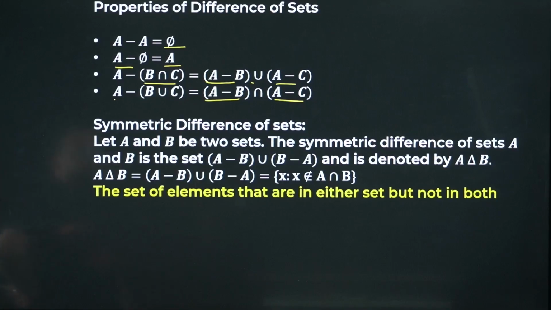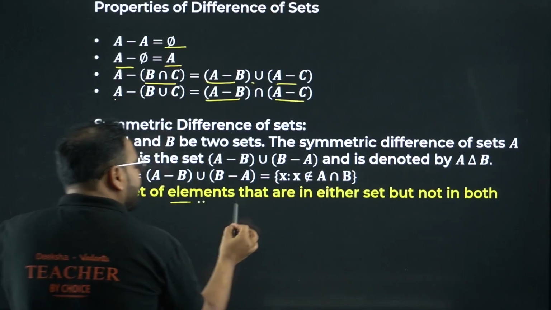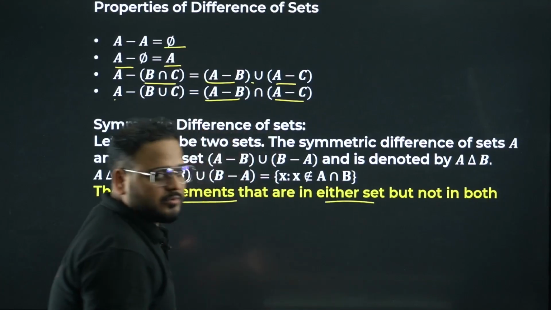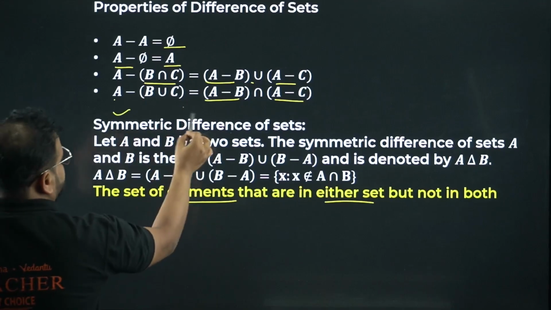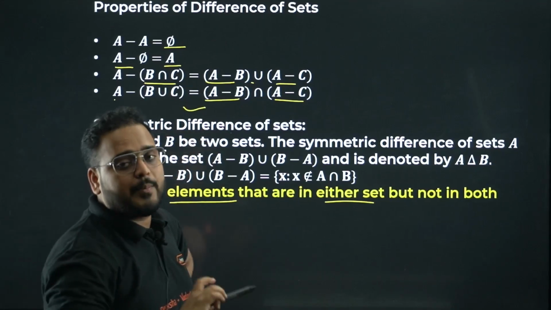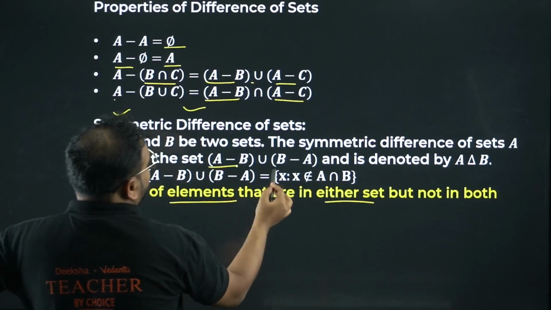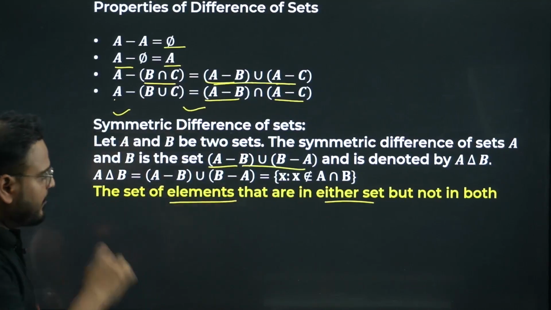The symmetric difference condition comes from here only. Please check. Basically, understand this: the set of elements that are present in either set but not in both. Present in either set but not in both. That's called symmetric difference. It can be present in either of the cases but not in both. So the result is over here: A minus B, this part, and the same thing with B minus A.